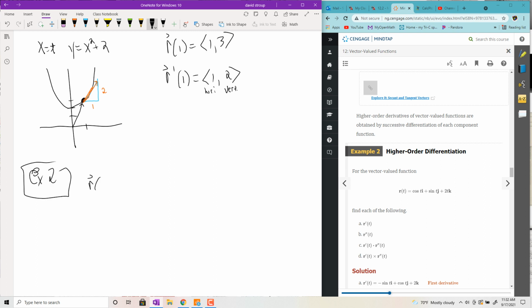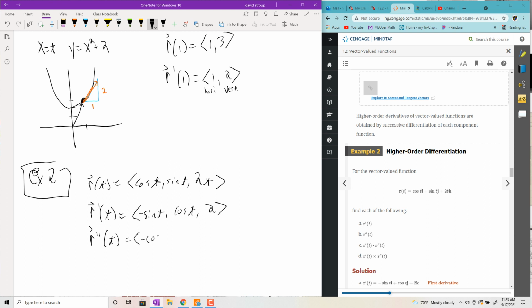So they give you a vector function: cosine t, sine t, 2t. So the first derivative, just take the first derivative of the components: negative sine t, cosine t, 2. The second derivative, just take the derivatives again. So this would equal negative cosine t, negative sine t, and then 0.